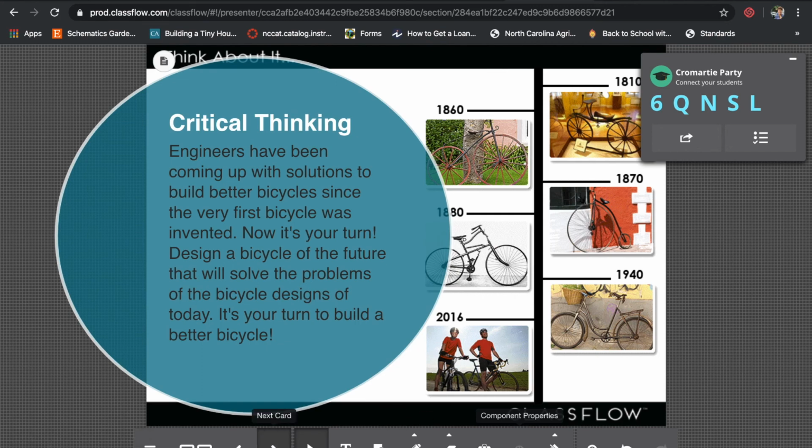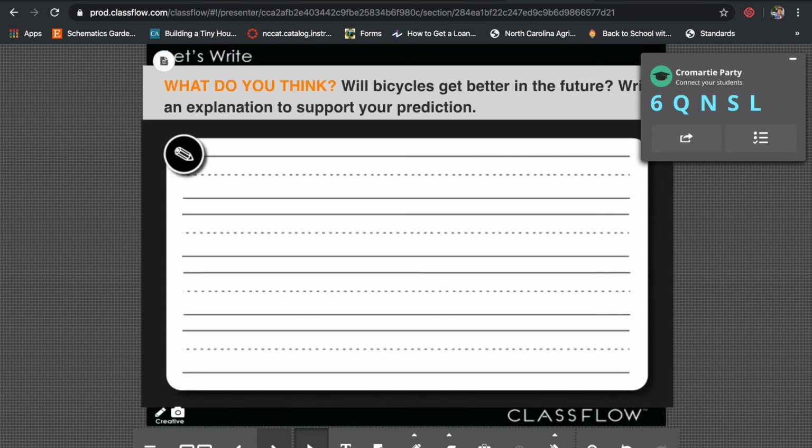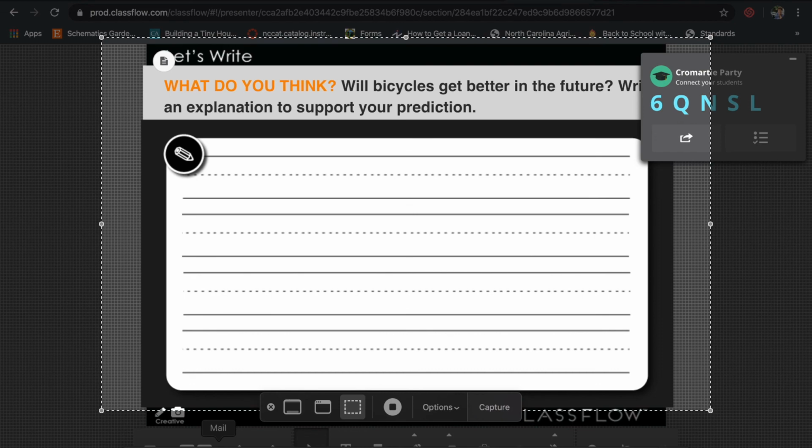As you can see, I'm going to skip forward a few cards and you should see this page. It says, what do you think? Will bicycles get better in the future? Write an explanation to support your prediction. On these lines is where you will write your explanation. I cannot wait to read all of your explanations about if bicycles will get better in the future. Go ahead and begin writing.